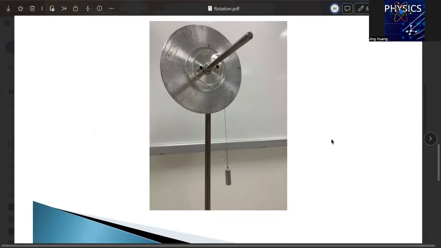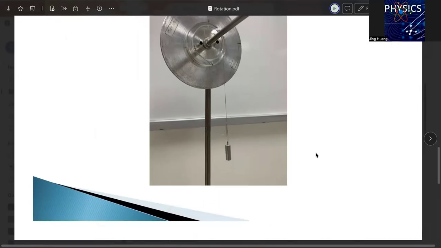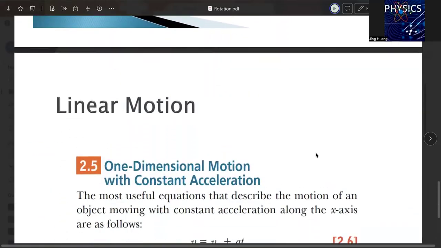The actual measurement in this experiment is to measure how much this hanging piece of cylinder moves in the vertical direction. That's the delta y. From Newton's law, we can tell this rotational motion is under constant angular acceleration, and the linear motion is under constant linear acceleration. So those are the two patterns.